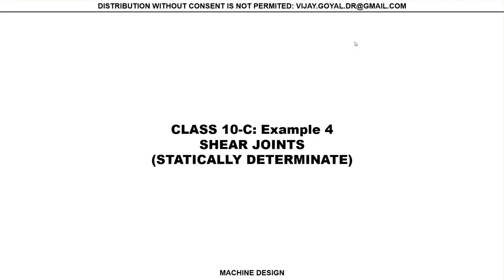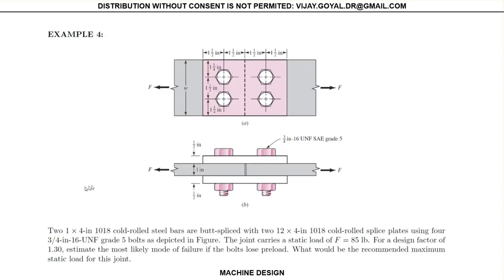So this is example number 4 for shear joints that are statically determined. Let's consider this case scenario. In this case scenario, actually, this is an example from your textbook. I modified it. You got all these dimensions, your edge distances, etc. And you have a load F applied here and load F applied here.